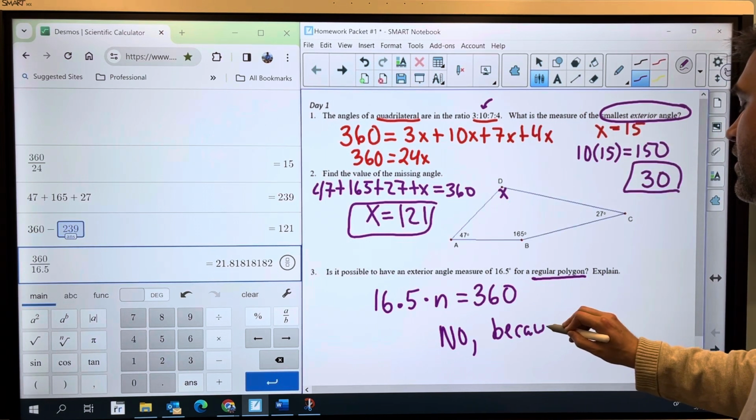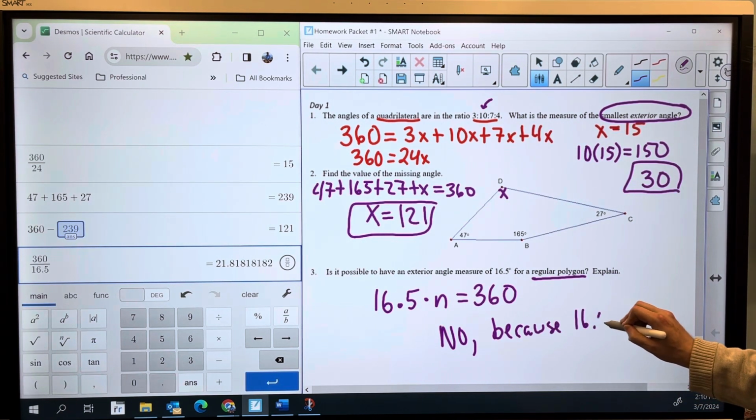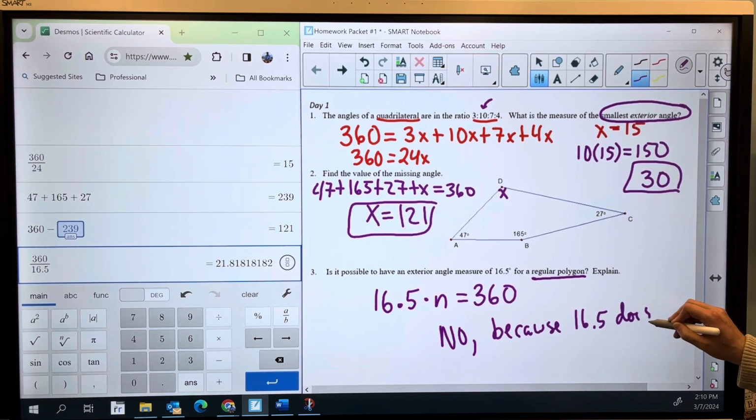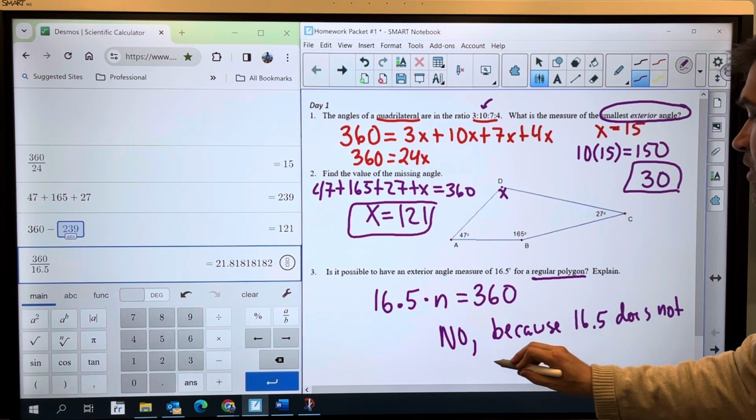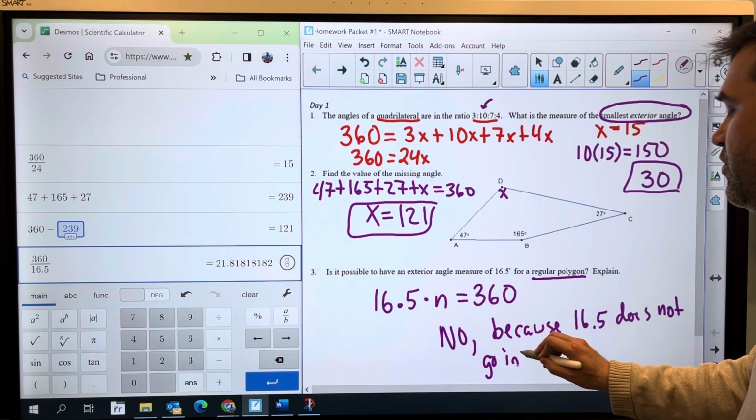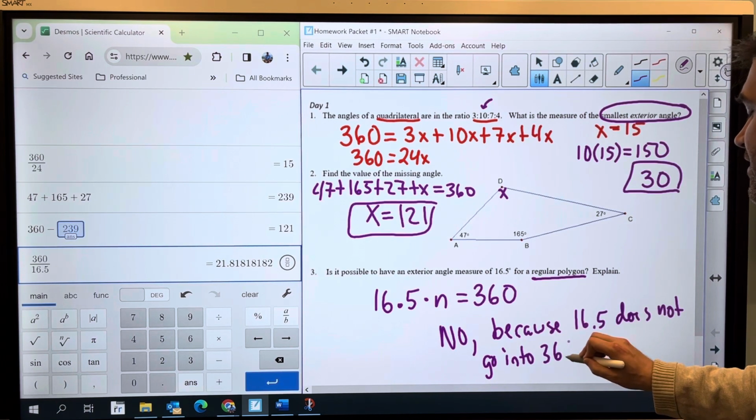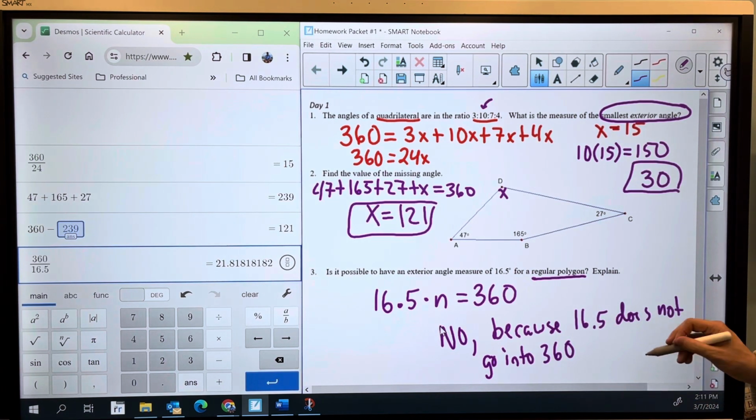Because 16.5 does not go into 360 evenly.